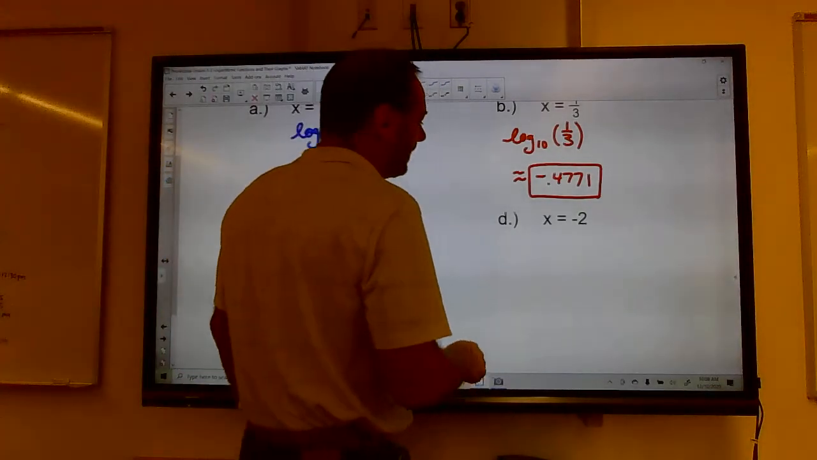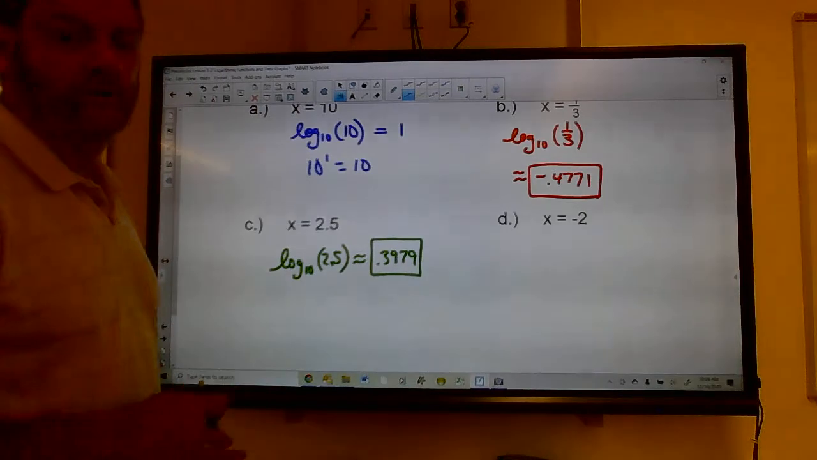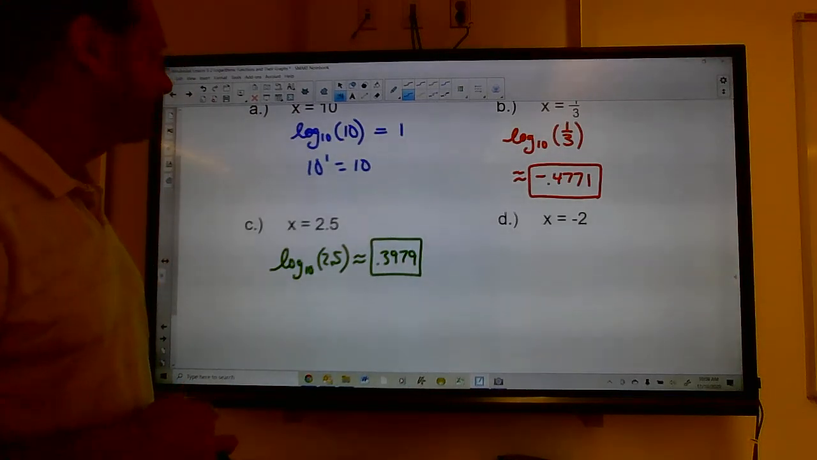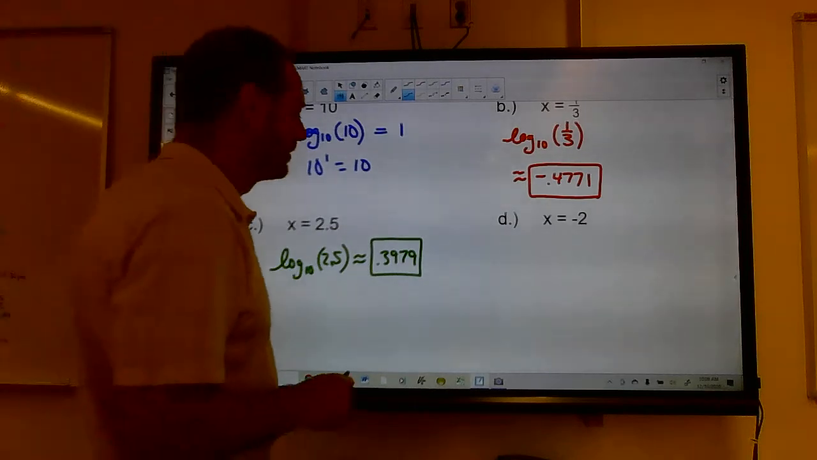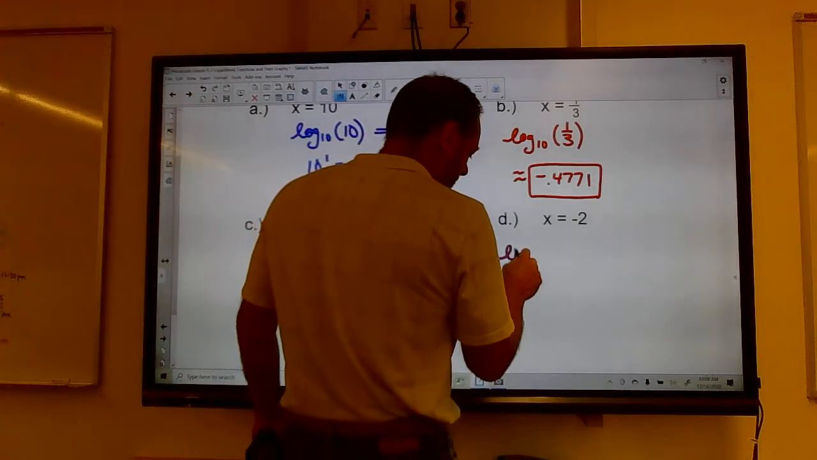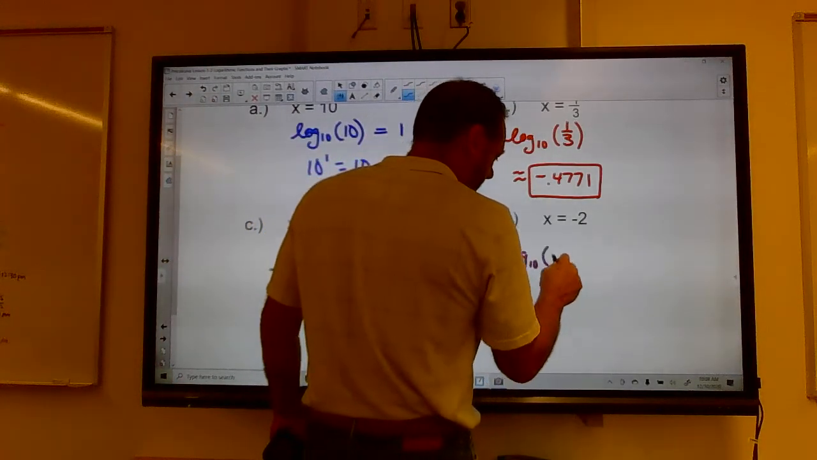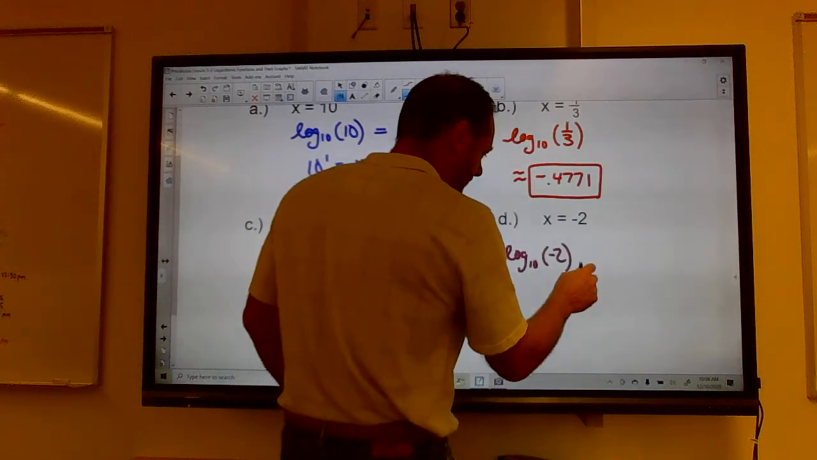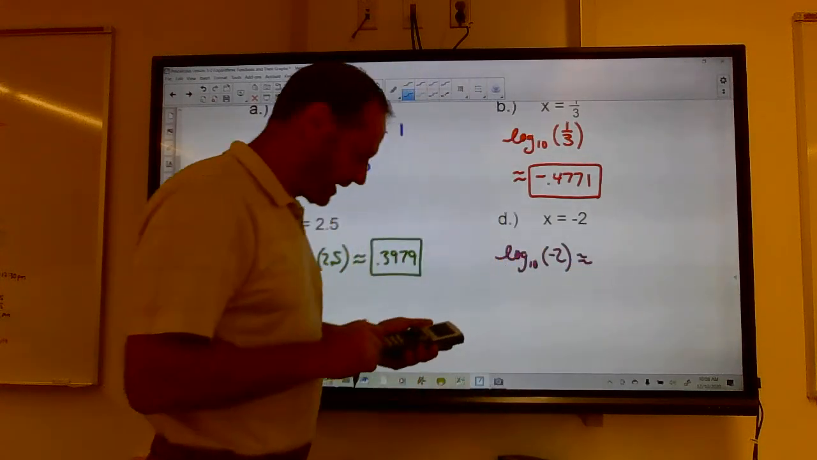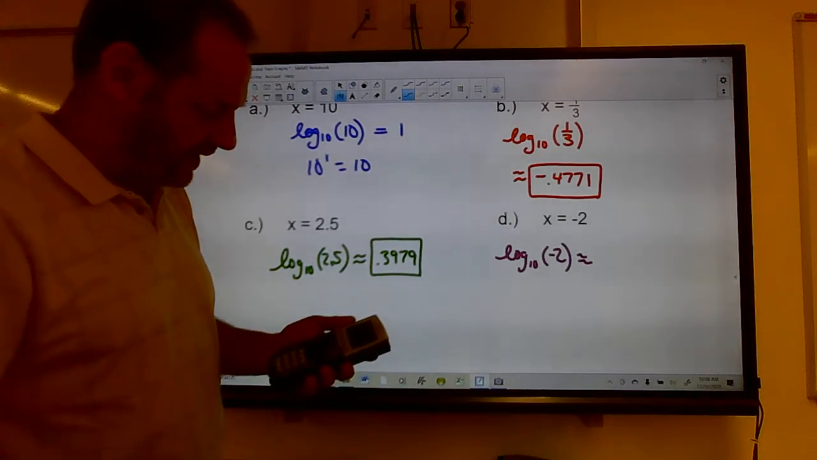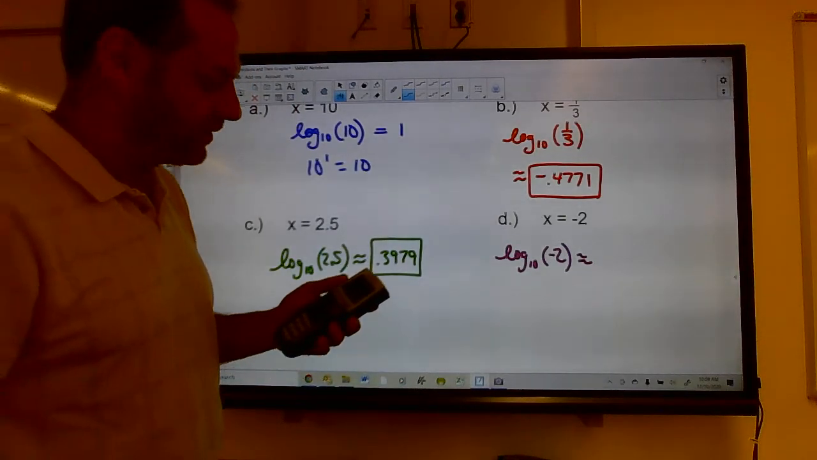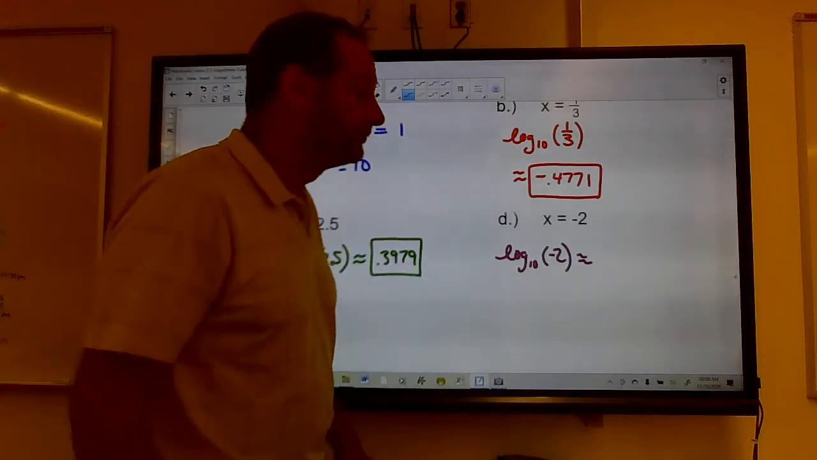And lastly, I'll let you do this one on your own. So put this on pause, do this, and see what happens, and then pop back on here. Okay, so we're going to do the log base 10 of negative 2. All right, so log, negative 2, close the parentheses, enter, and I get a big fat non-real answer error.